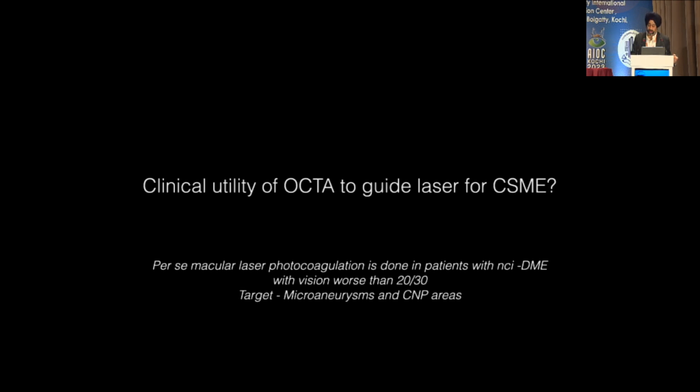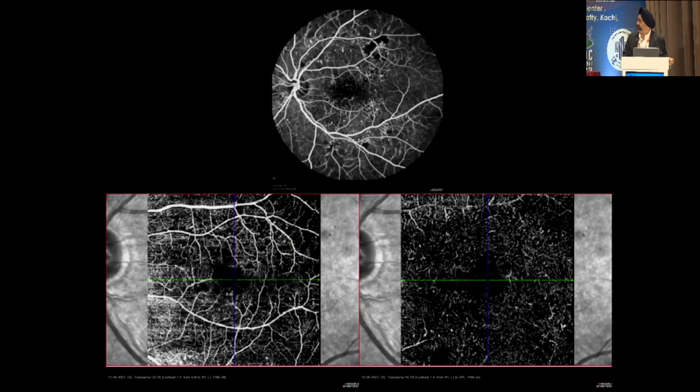Now I'll show where OCTA comes into a role when we talk about doing a laser for CSME. Yes, we are doing a laser in a few cases of CSME, like non-center involving, where the vision is worse than 20/30. And this is how a fundus fluorescein angiography looks at the top, and how the SCP and DCP, the deep capillary plexus, of the OCTA will look like.